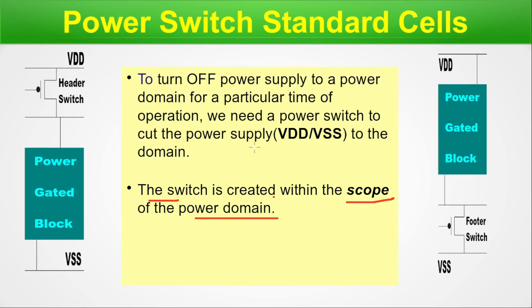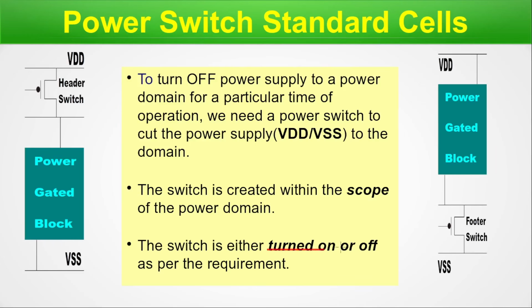Next, the switch cell is created within the scope of the power domain. So we have just shown you 3 power domains in the last slide or the one before. There we have talked about the scope, that means the area of influence of the power domain. Here we have to create the switch. The switch is either turned on or off as per the requirement. So that means it is as per the operation of the clock. It is not as per whims. It is as per the instruction set that are coming from the sensors or maybe coming from the user.